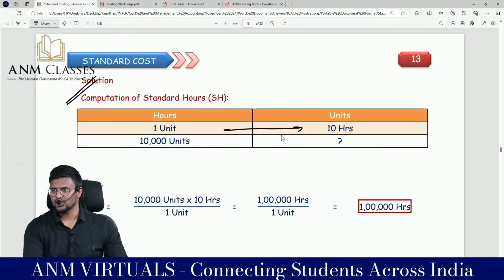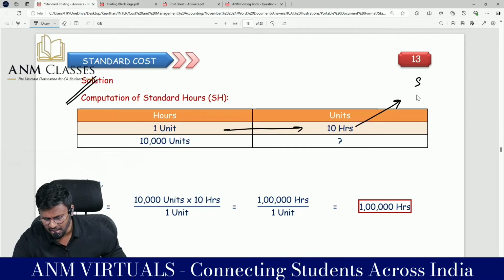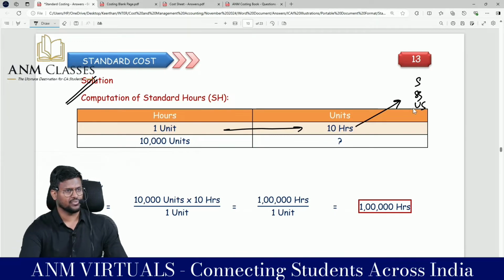10 hours, which comprise of skilled, semi-skilled, unskilled. Skilled how much are?